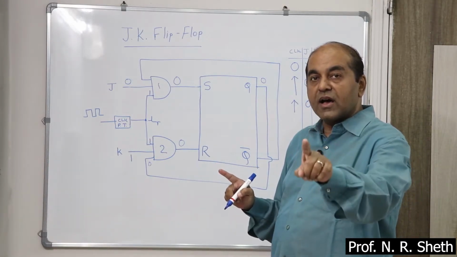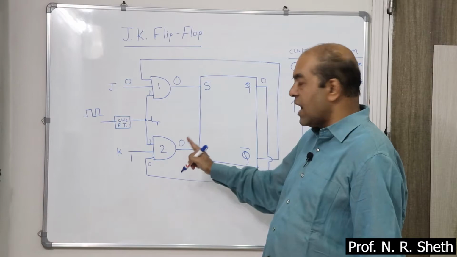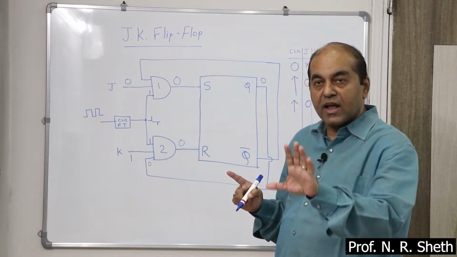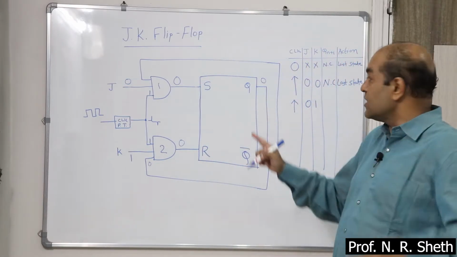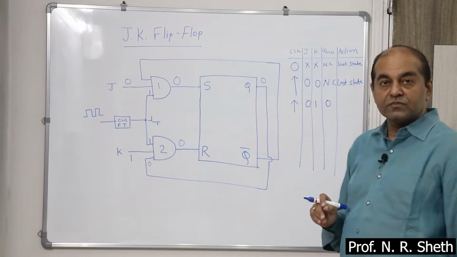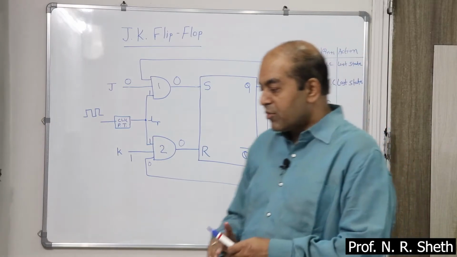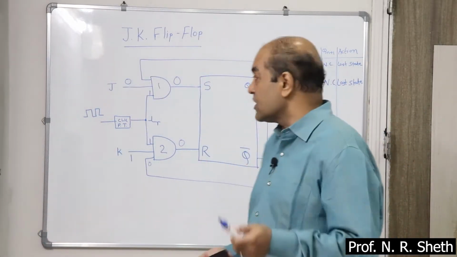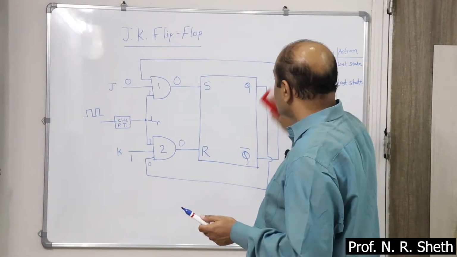Flip-flop retains the last state. S is 0, R is 0 means the flip-flop retains the last state. What is the last state? In the last state, Q is 0. So, we can say that Q is 0. But immediately your argument is, no sir, suppose we assume that in the previous stage Q is 1.